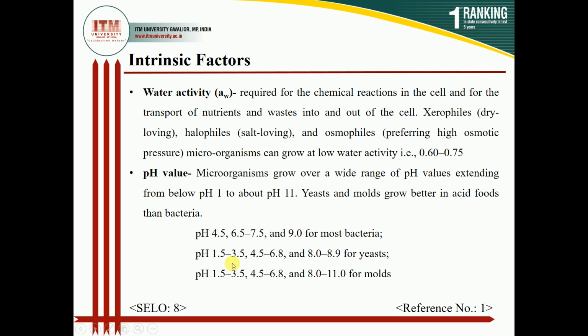For yeast, 1.5 to 3.5, 4.5 to 6.5 and 8.2 to 8.9 pH. These are the general pH ranges at which different bacteria, different yeasts and different molds can grow. The pH ranges of yeast and molds are about the same, but molds can also grow at the maximum pH, that is 11.